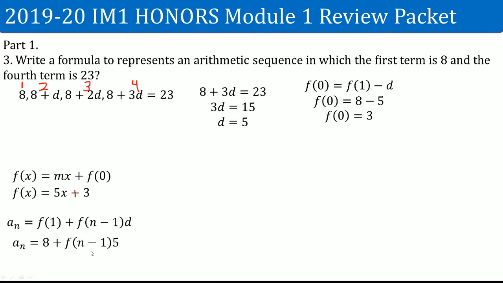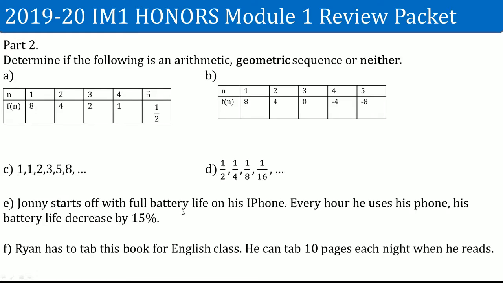Hopefully I didn't make the mistake here. Yep, this was correct. This is in sequence notation. F of n is equal to f of 1 plus f parentheses n minus 1 times the common difference. F of 1 here is 8, and the common difference here is 5. Okay, there you go.